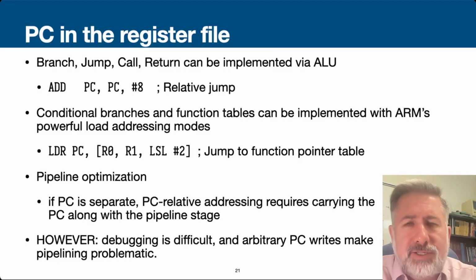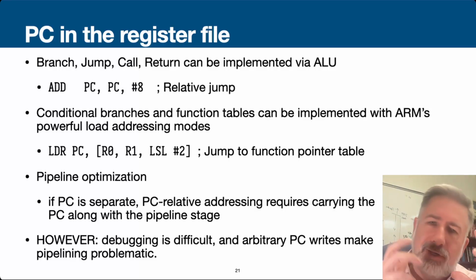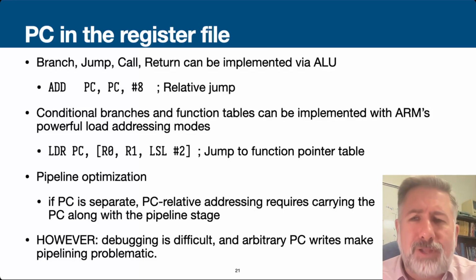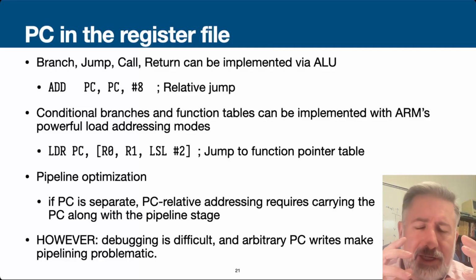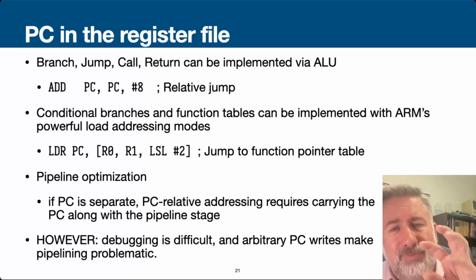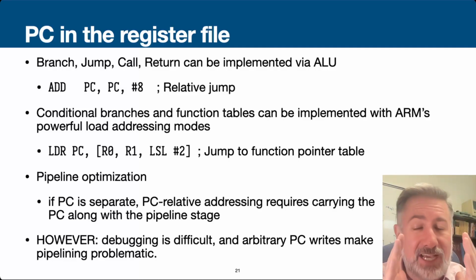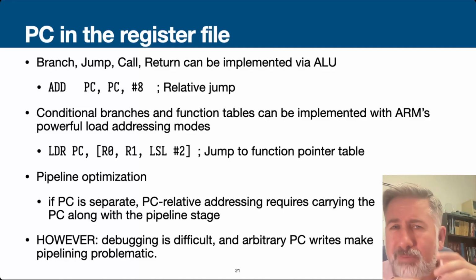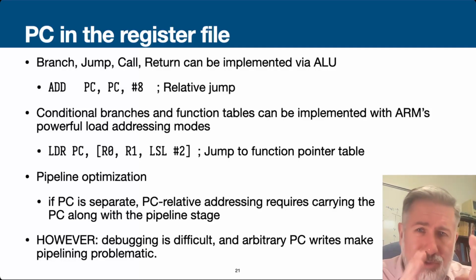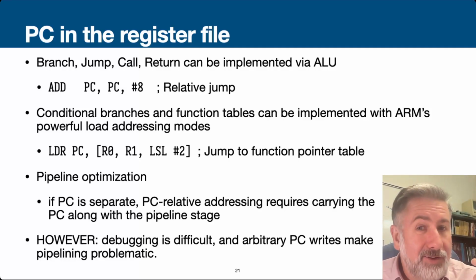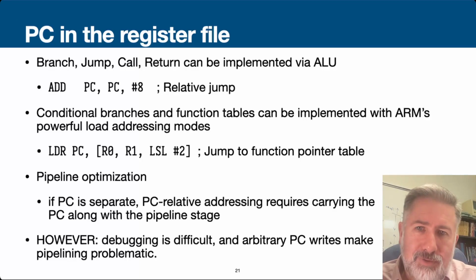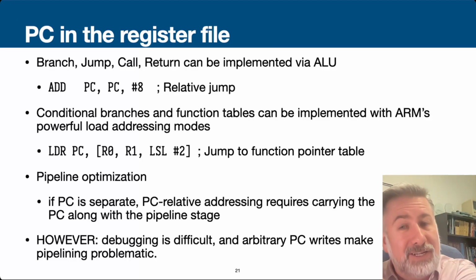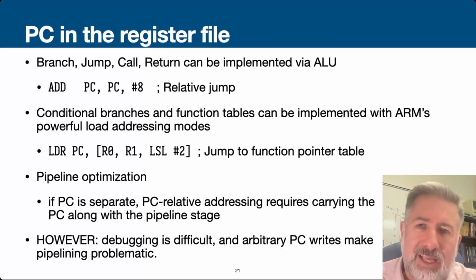And then the third reason to put the program counter in the register file is that it makes some pipeline optimizations. Because if you're trucking through the pipeline, you're in the execute phase, the program counter is right there. You don't have to worry about PC plus 4, PC plus 8, you're right there. On the other hand, the program counter value from when you actually fetched the instruction might be different than the one you're looking at now.